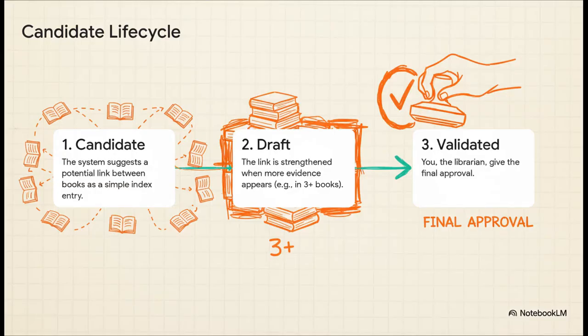And here's the crucial part. You are always in control. Think of it like a quality control workflow. The system might suggest a link, and that starts as a candidate. If more evidence pops up from other books, it might get promoted to a draft. But, and this is key, it only becomes a permanent, validated piece of knowledge when you, the head librarian, give it that final human stamp of approval. You always have the last word.